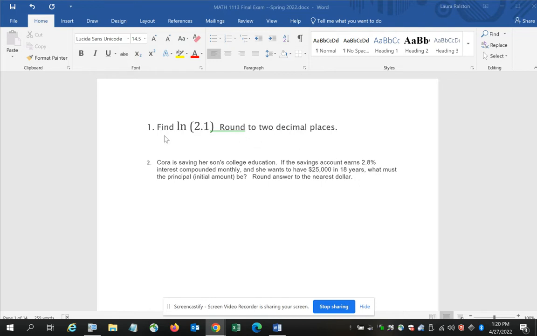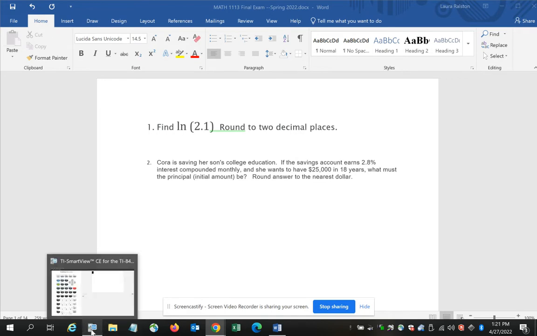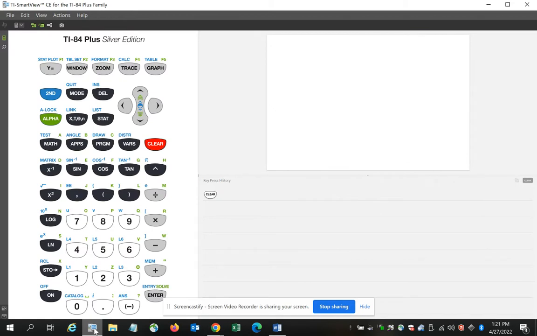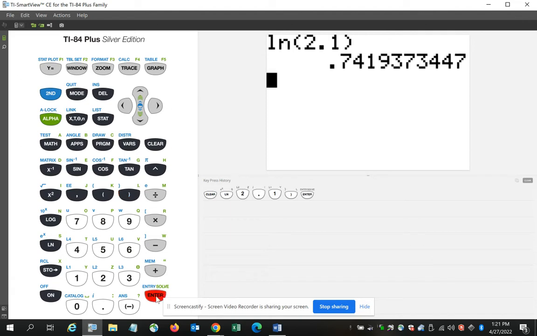Number 1 says, find the natural log of 2.1 and round to 2 decimal places. Well, guys, that's basically a calculator problem, and that comes from Unit 4 on exponential and logarithmic functions. So if I pull up my calculator, I would type in ln of 2.1 and enter, and we get 0.7419.